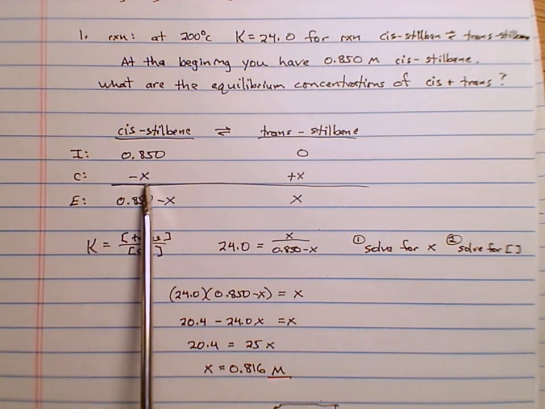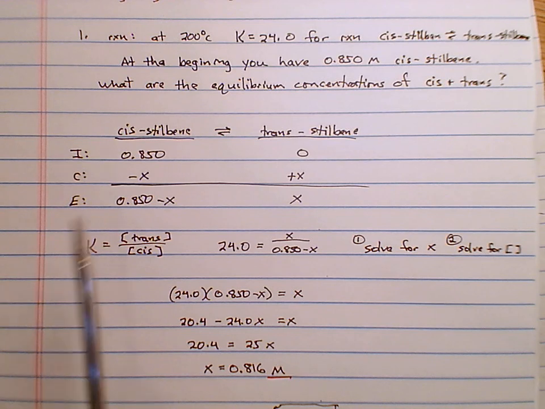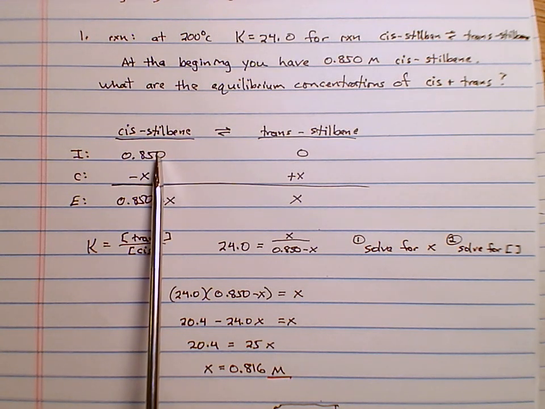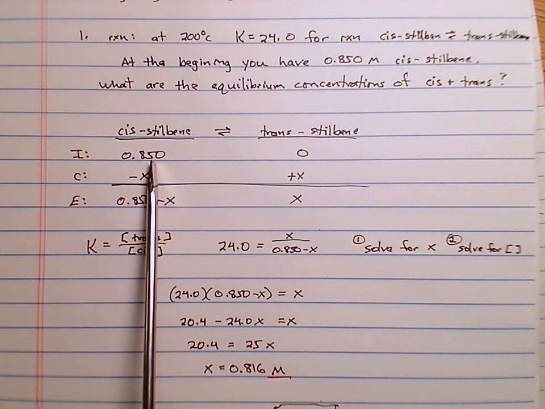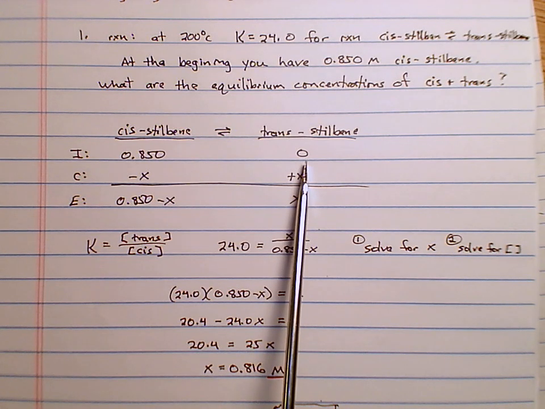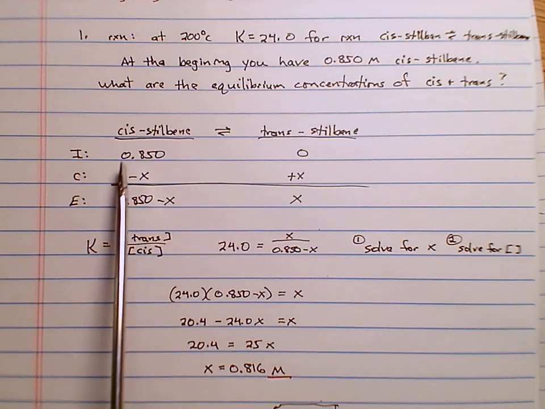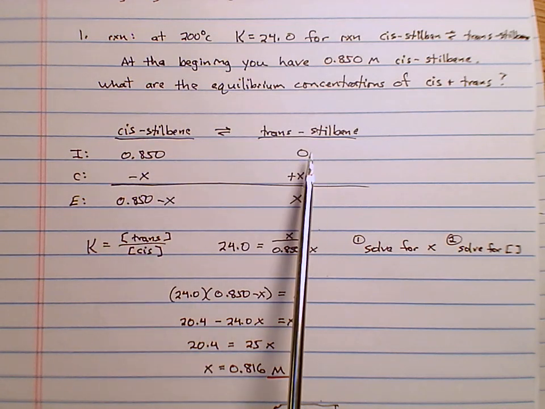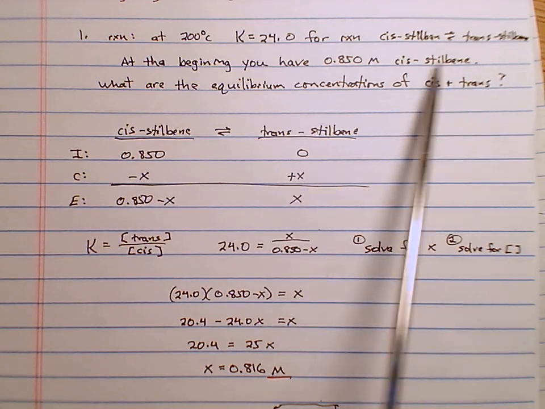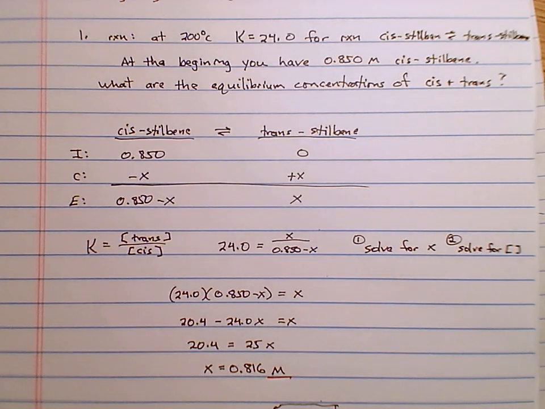ICE, draw the line. We know our initial concentration of cis-stilbene is 0.85 molar. Our initial concentration of trans is 0. But now, in our ice table, we always looked, okay, how much cis-stilbene went away? How much trans-stilbene came into being? We do not know that. We don't have that information.